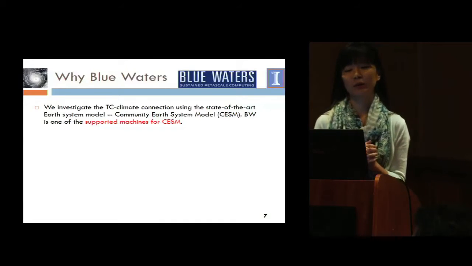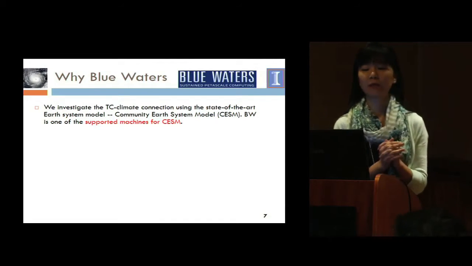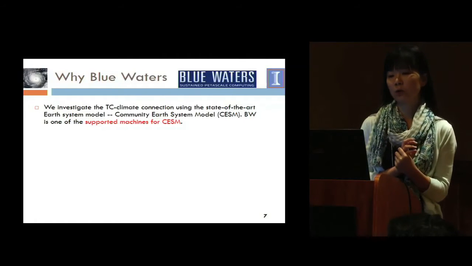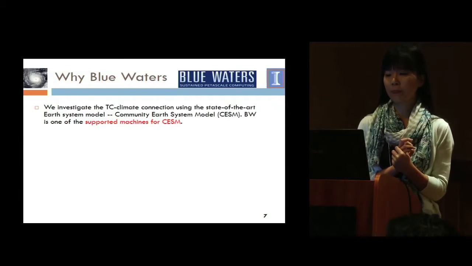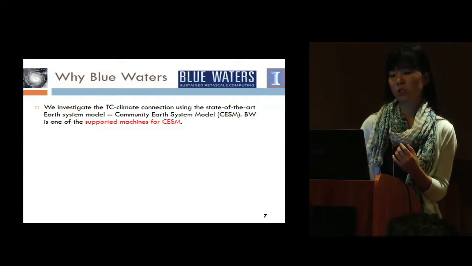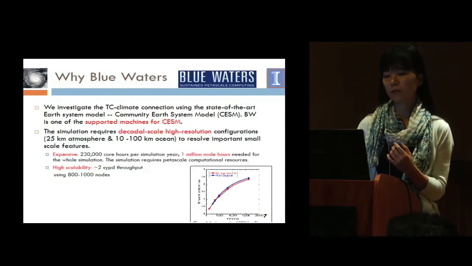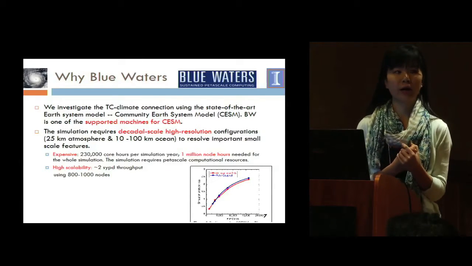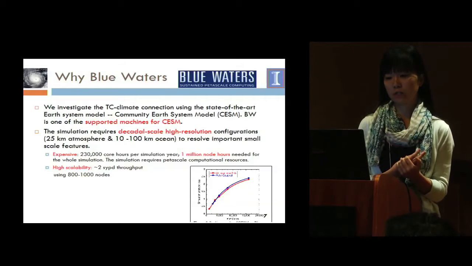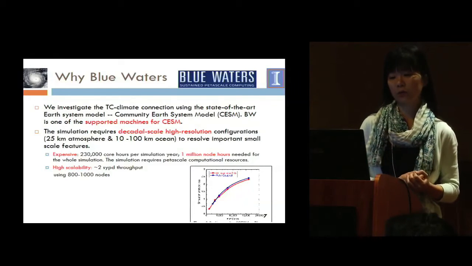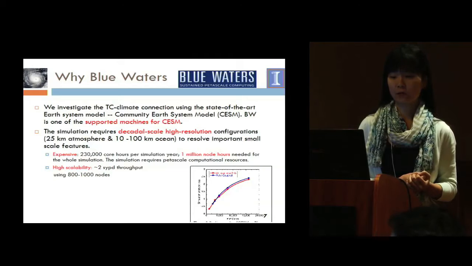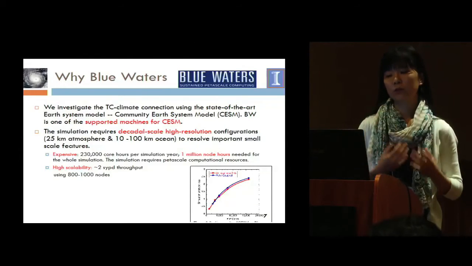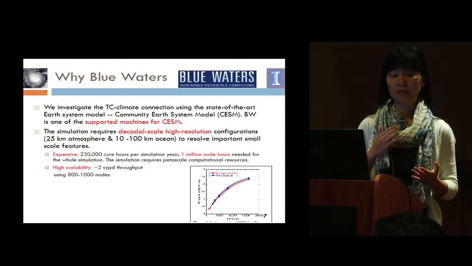Why Blue Waters? We investigate the tropical cyclone and climate interaction using the state-of-the-art comprehensive Earth System Model, the Community Earth System Model, or CESM, and Blue Waters is one of the supported machines for CESM. The second reason is that the simulation, as we mentioned before, requires decadal-scale, high-resolution configurations. We need 25-kilometer grid spacing for the atmosphere and 10 to 100-kilometer grid spacing for the ocean in order to resolve these important small-scale features. And this means it's very expensive.